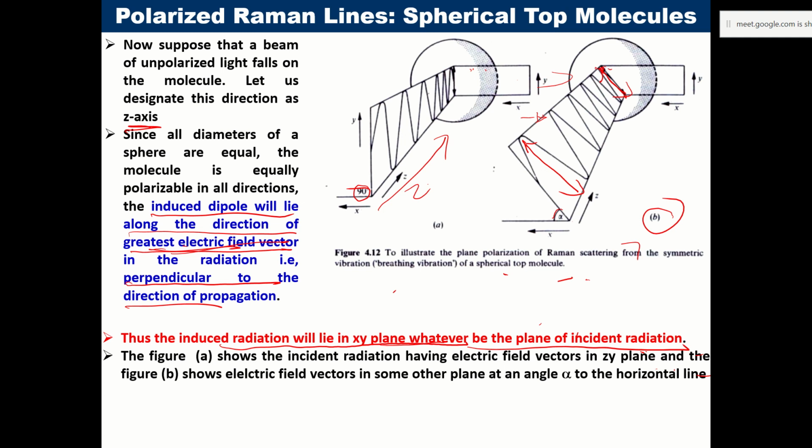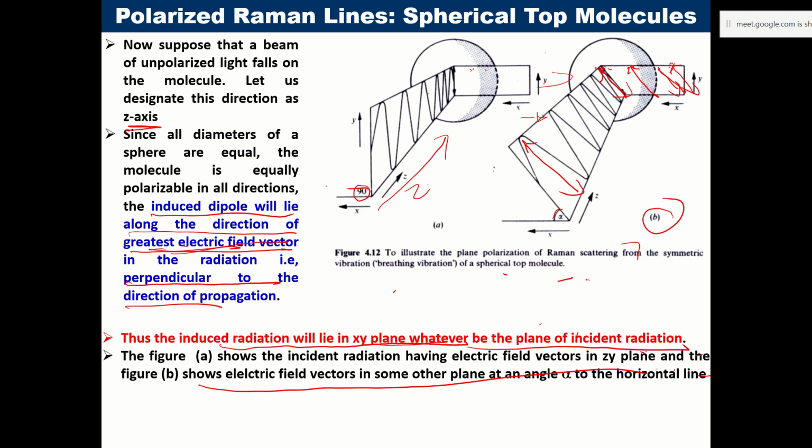So the direction that the emitted part of the scattered radiation will take is the direction of the greatest electric field vector. The electric field vector is here, so it will keep oscillating in this plane. All the oscillation of the emitted light will be retained in this plane. So again the oscillation of the electric field vector in the Raman scattered light, if you are observing over here, will be in the xy plane.